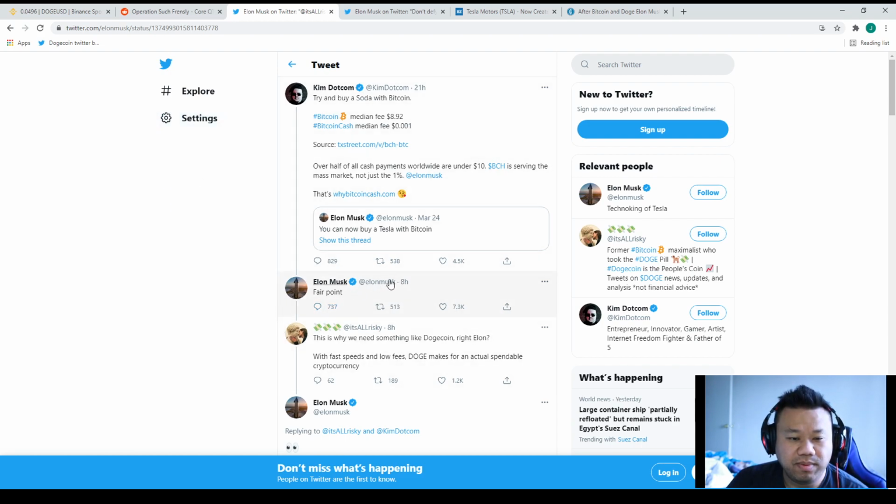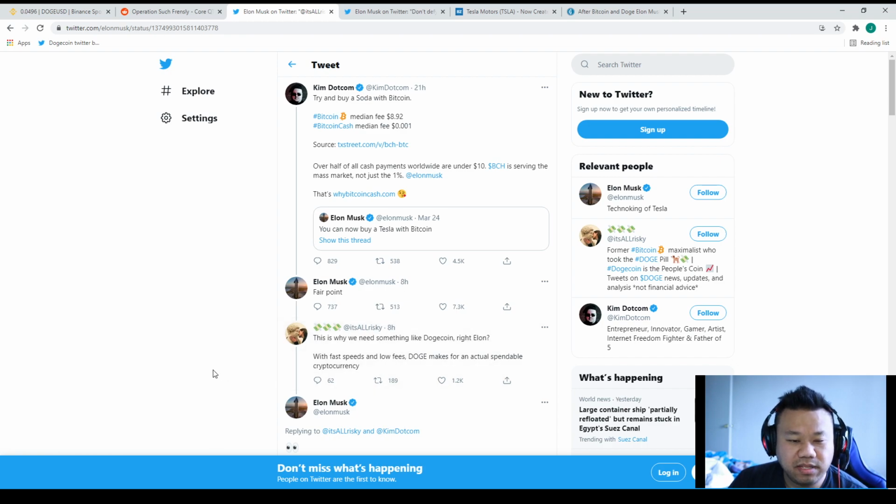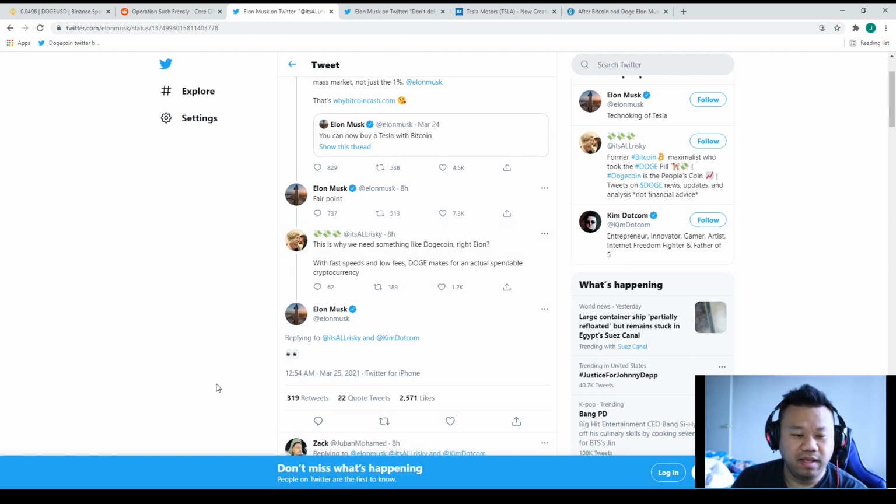Elon Musk replies, "Fair point. This is why we need something like Dogecoin, right, Elon? With fast speeds and low fees, the Doge makes for an actual spendable cryptocurrency." Elon Musk replying to it's all risky and Kim.com: "Eyes."